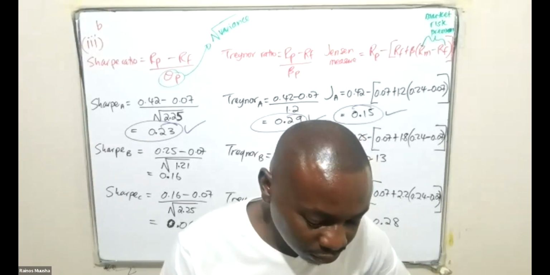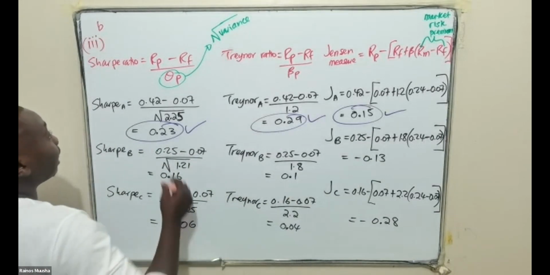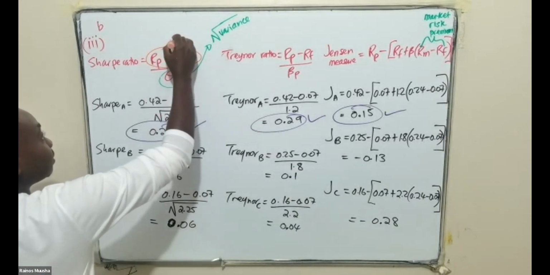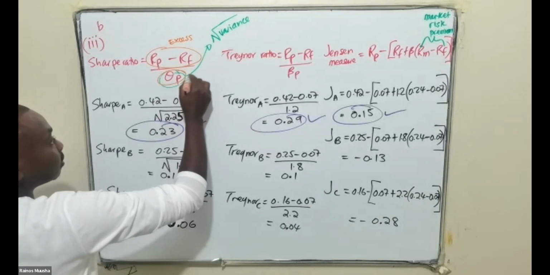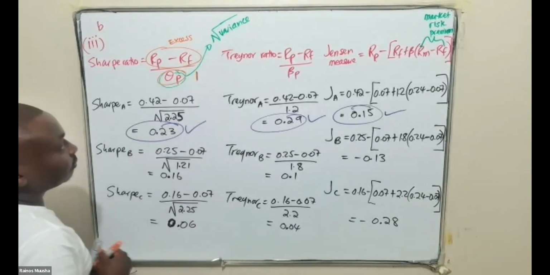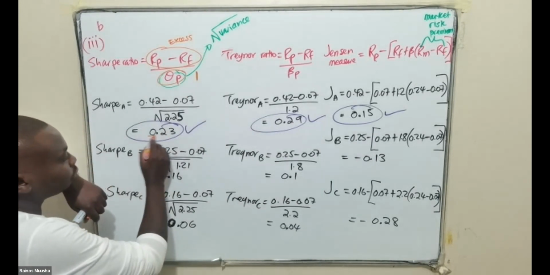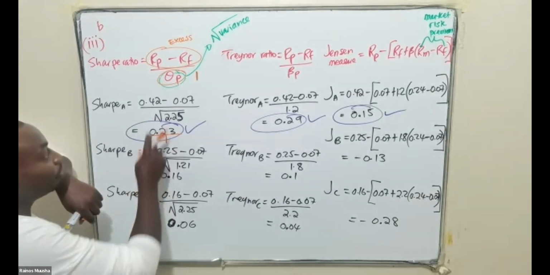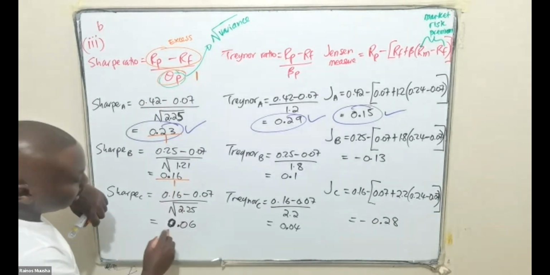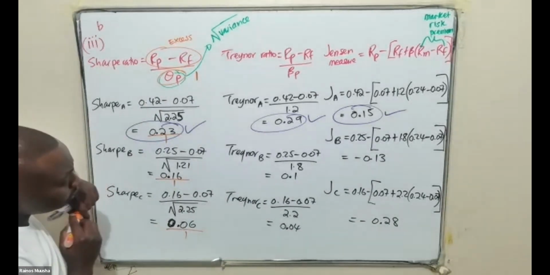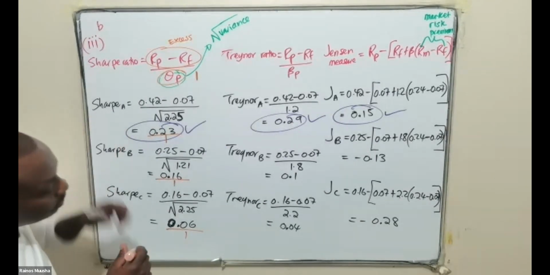So when you look at these arguments, when you look at the Sharpe ratio, we're saying how much is the excess return over and above the risk-free rate per unit of standard deviation. So this is basically the same as saying 0.23 over 1, because you're saying how much is the excess return per unit of standard deviation. This is the same as saying 0.16 over 1, and this is the same as saying 0.06 over 1.